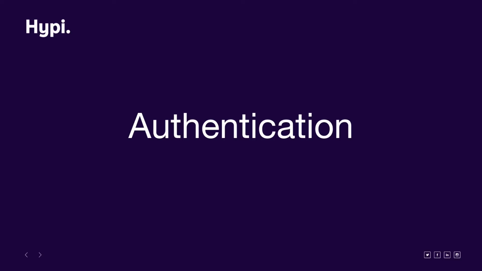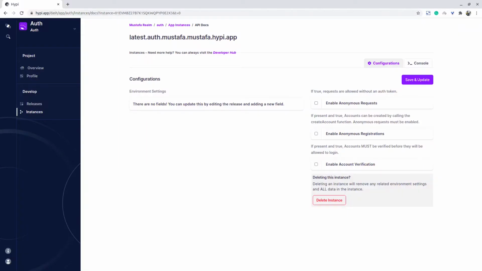In this session, we are going to learn how to create account, login, and authentication configurations. Go to the Hypi dashboard under Instance Configuration, click on Configuration, and this should bring up a panel with a checkbox. The first checkbox is Enable Anonymous Request, which will allow your app to serve requests that contain public information and don't require the user to be logged in.